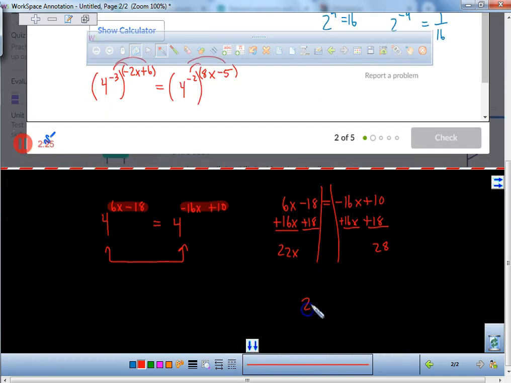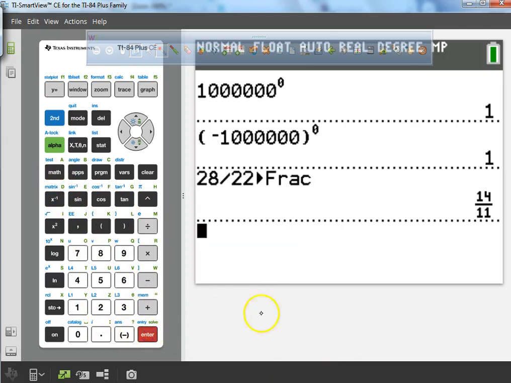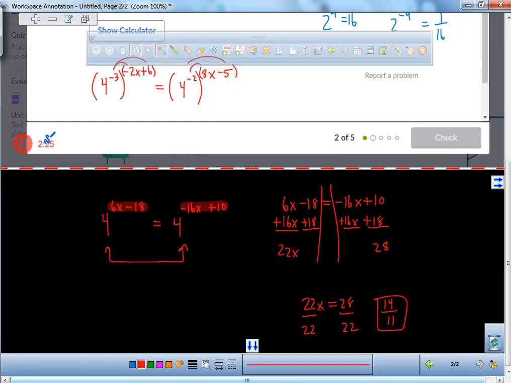So what am I left with? 22x equals 28. Then I divide both sides by 22. All right. Now, I can simplify this because 2 goes into both, so I could reduce that to 14 over 11. But if you have access to a calculator, you could still do 28 divided by 22, and then hit the math button and press enter twice, and it still gives you that 14 over 11. That's my answer for x. Okay, so x is equal to 14 over 11.